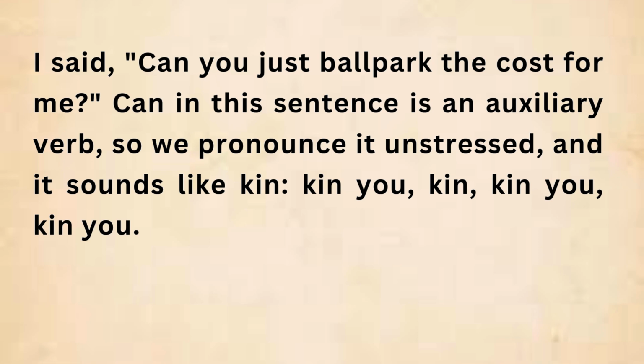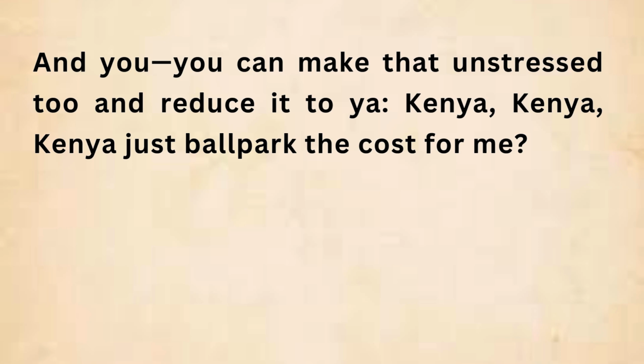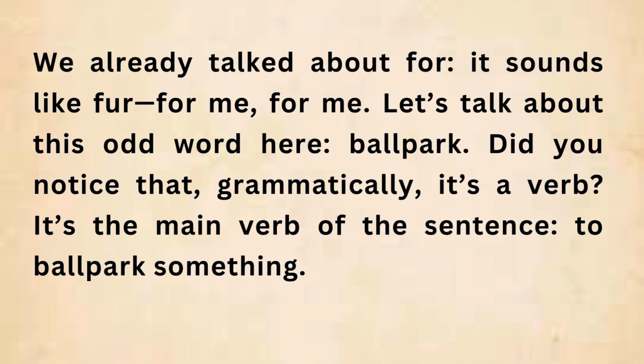Can in this sentence is an auxiliary verb, so we pronounce it unstressed, and it sounds like kin. Kin you, kin you, and you can make that unstressed too and reduce it to ya. Kenya, Kenya just ballpark the cost for me? We already talked about for. It sounds like for me, for me.